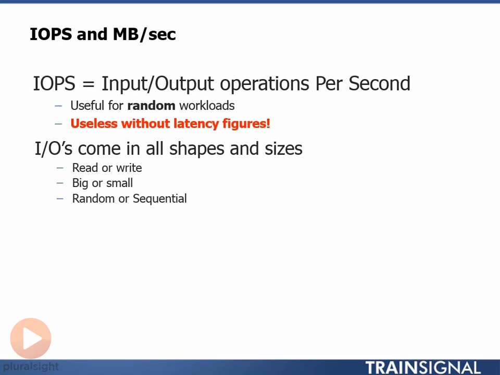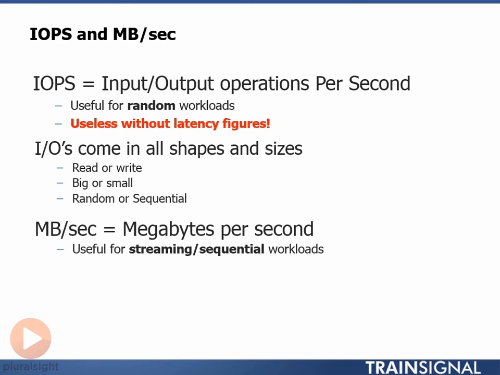Anyway, another metric associated with performance, but more geared towards sequential or streaming workloads, is megabytes per second. As the name suggests, megabytes per second refers to the number of megabytes a system, or maybe a single drive, can transfer in a second. So higher numbers are better. A system that can sustain 1000 megabytes a second is capable of more throughput than a system that can only sustain 500 megabytes a second.